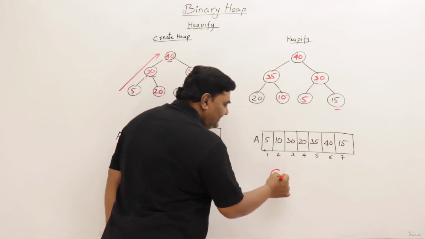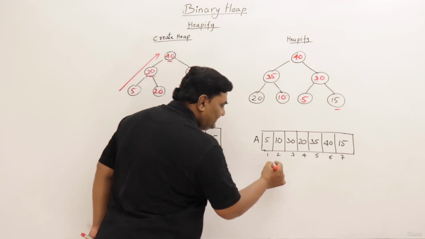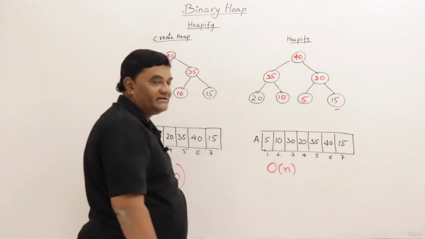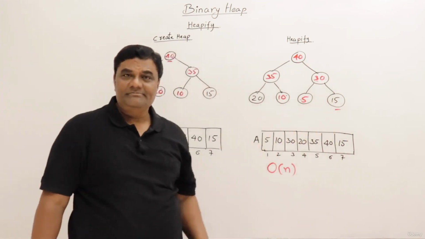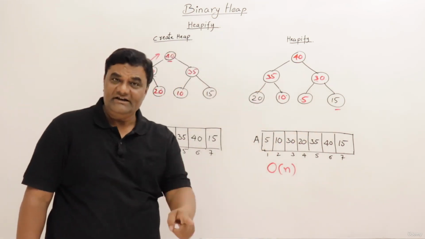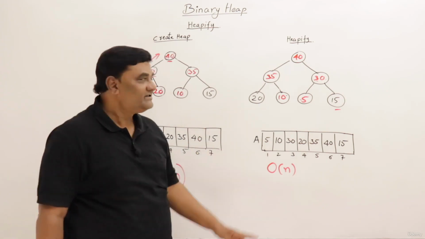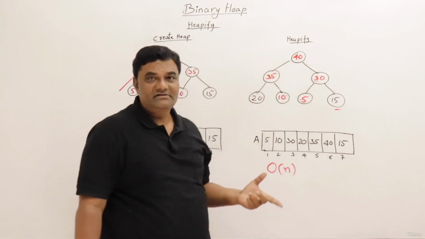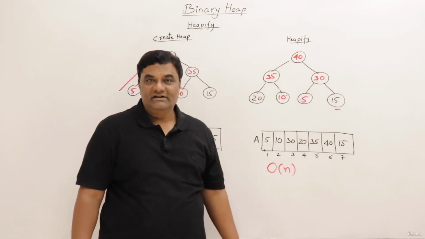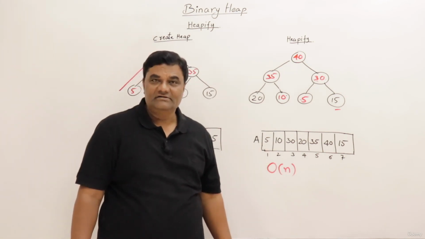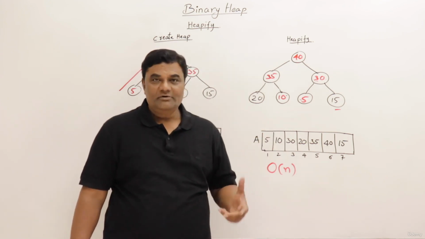So this procedure analytically takes order of n time. This is much faster because half of the elements we are not processing, because half of the elements will definitely be leaves. So leaves we don't have to process. Half of the elements only we have to process. We process only 3 elements. We have adjusted only 3 elements. So that's how time is order of n. So this is a faster method for creating a heap. That's all about Heapify.